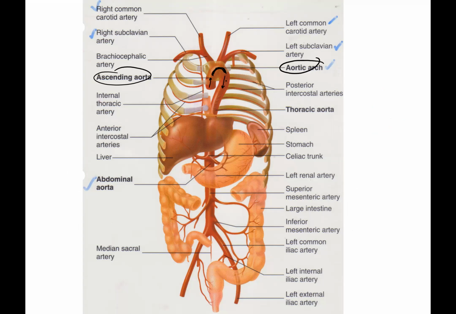As the tube keeps going, eventually it turns into the thoracic aorta, because it's found in your thoracic cage. As soon as that tube passes through the diaphragm, it now becomes the abdominal aorta.